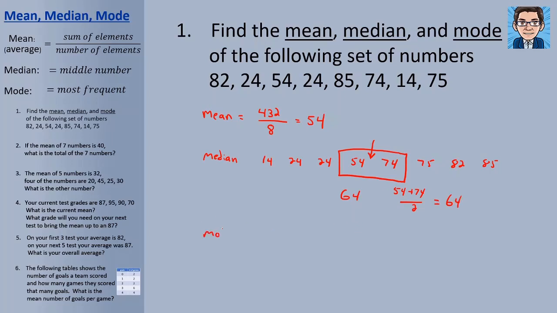And then on the mode, we just want to find the number that happens most frequently. 24 is the only number that's repeated. So 24 happens twice. Everything else is only in the list once. So the mode is going to be 24.